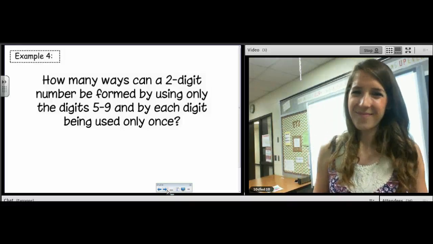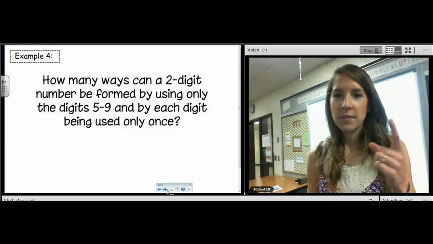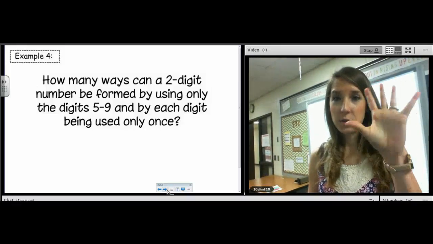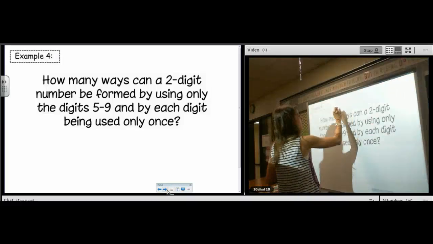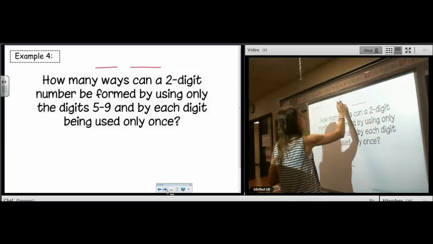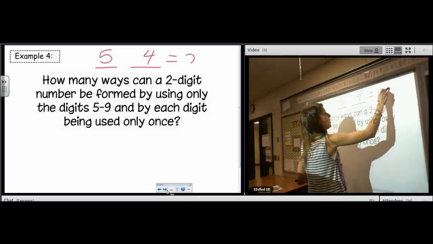Okay, so how many numbers are there 5 through 9? 5, 6, 7, 8, 9. So it's really 5 numbers, right? So in my first slot, I've got 5 choices. In my second slot, I've got 4 choices. Very good. Total of 20.